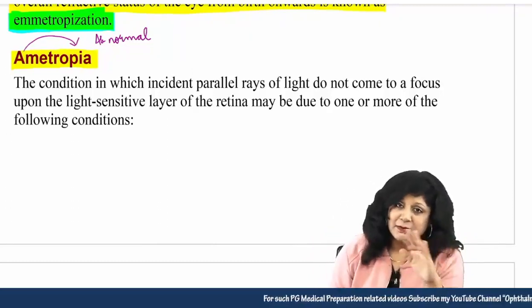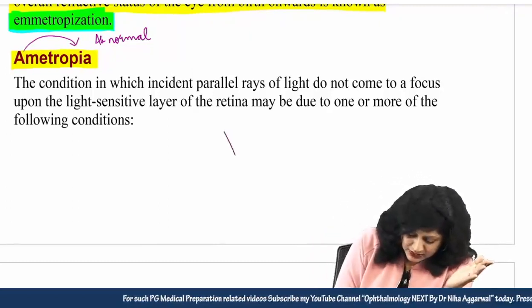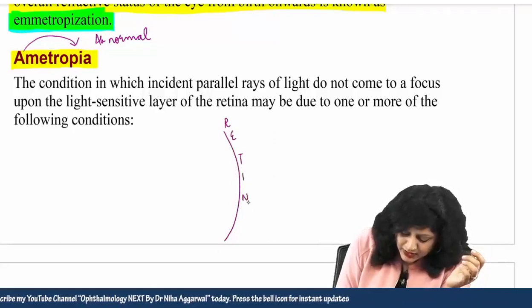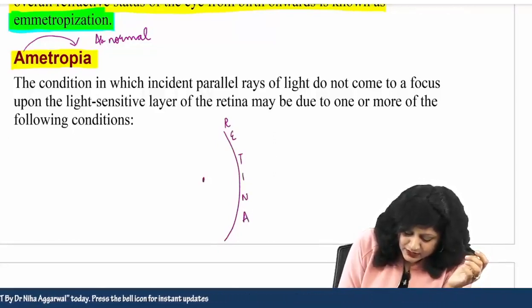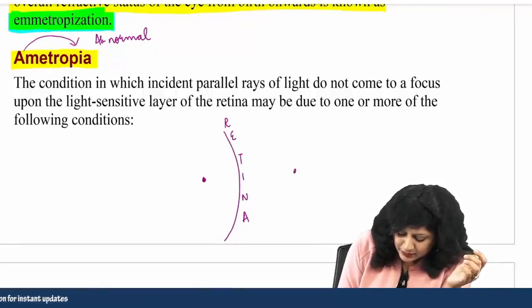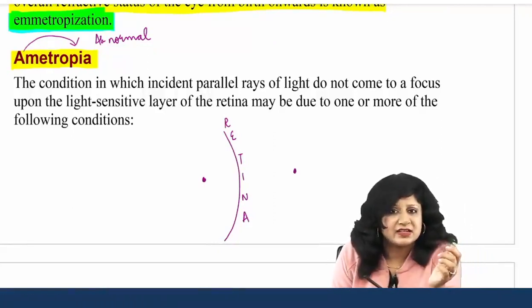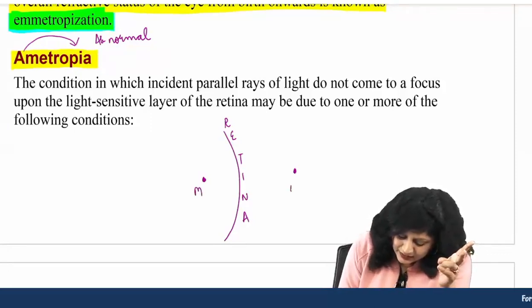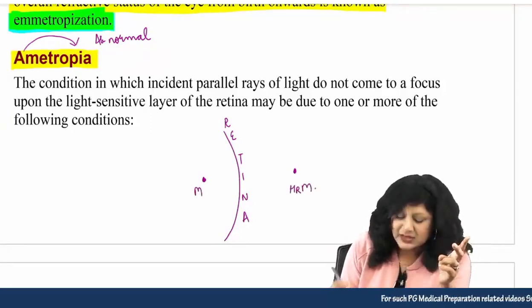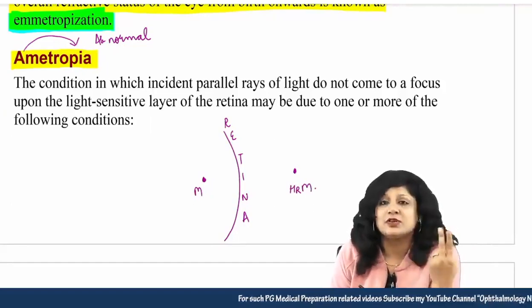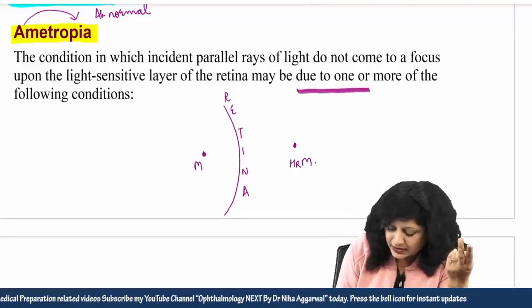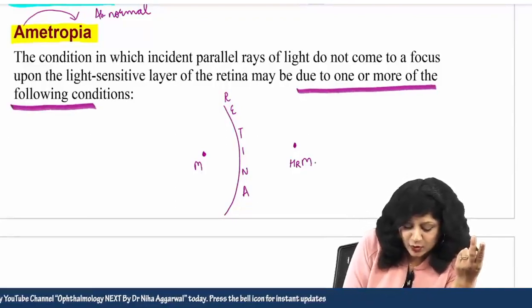So they can be in front of the retina. Suppose this is your retina. Rays can be coming to the focus in front of the retina, they can be coming to the focus behind the retina. Either way, it's not normal. It can be myopia in front, it can be hypermetropia behind, but it is not emmetropia. So that is called ametropia, right? And it can be due to one or more of the following conditions.